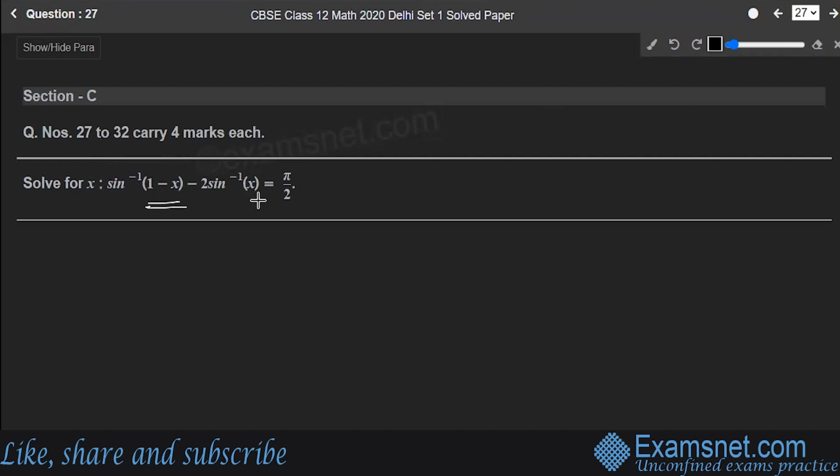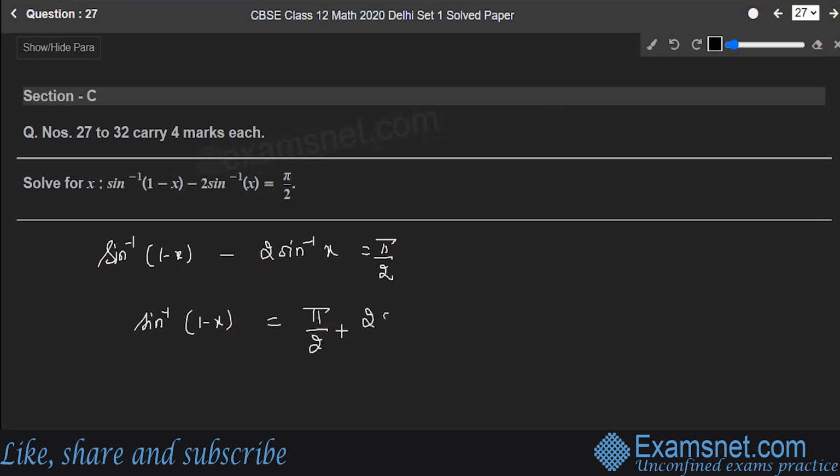Sine inverse (1 minus x) minus 2 sine inverse x is equal to pi by 2. Here you have to find out the value of x. So I'll start. You are given sine inverse (1 minus x) minus 2 sine inverse x is equal to pi by 2, or sine inverse (1 minus x) is equal to pi by 2 plus 2 sine inverse x.